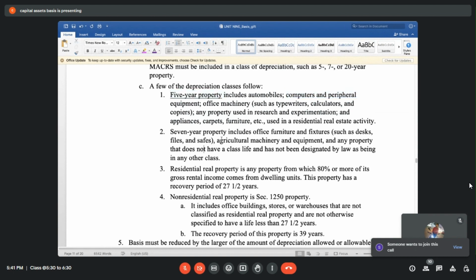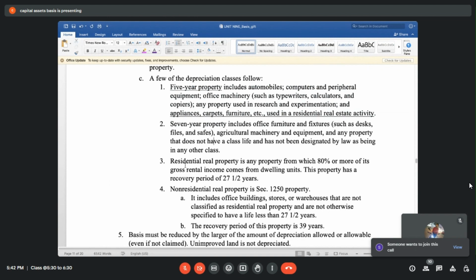Other office furniture, like office machinery, is fine. And it's saying appliances, carpet, furniture used in residential real estate activity. That's a different case, so let's not get confused. That will go for 5-year property, but generally, furniture goes for 7-year depreciation basis. Residential real property can go up to 27 and a half years.